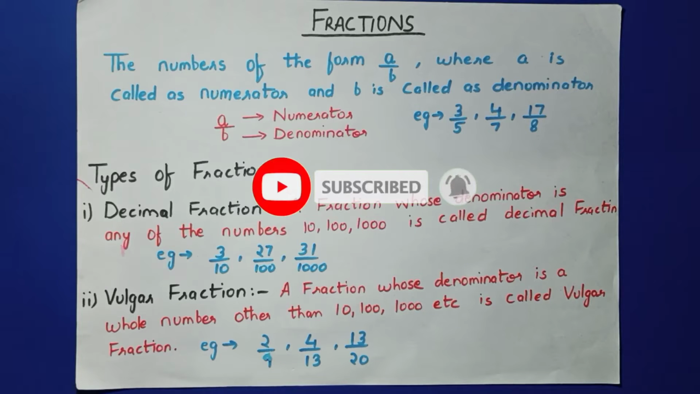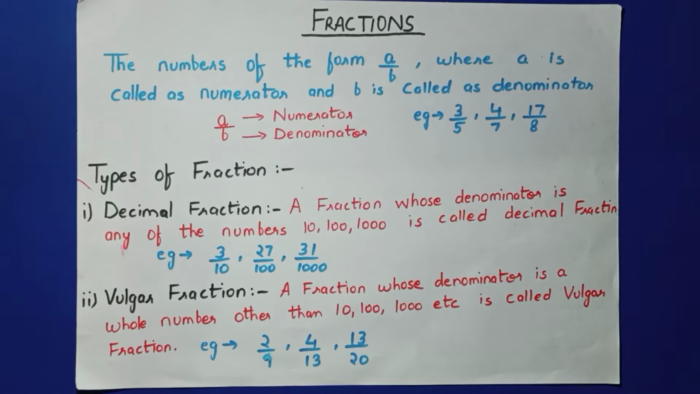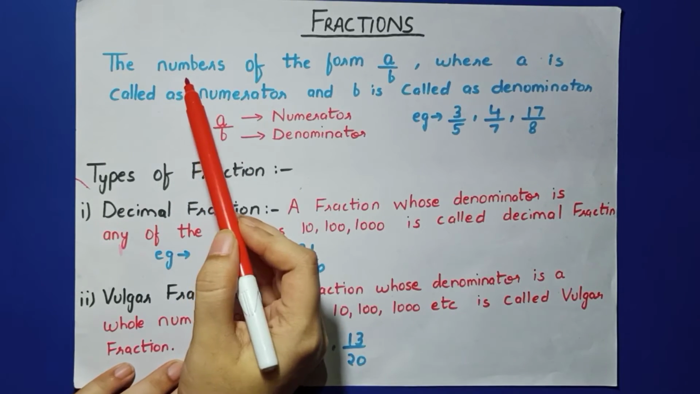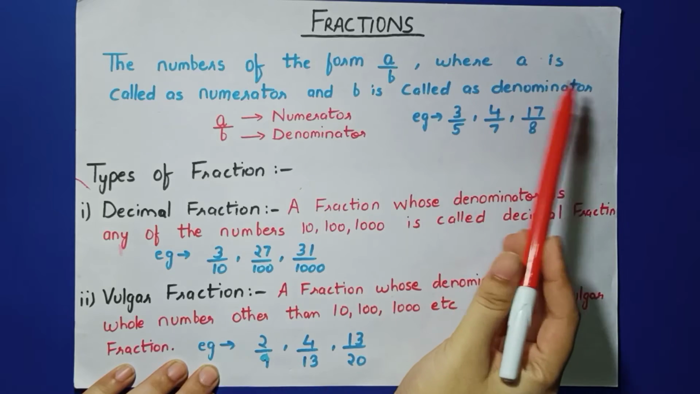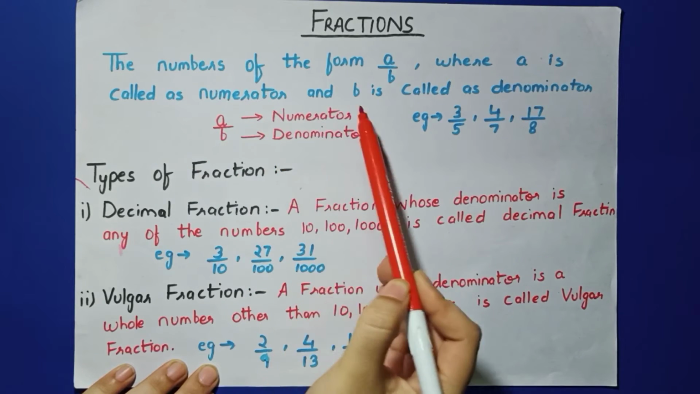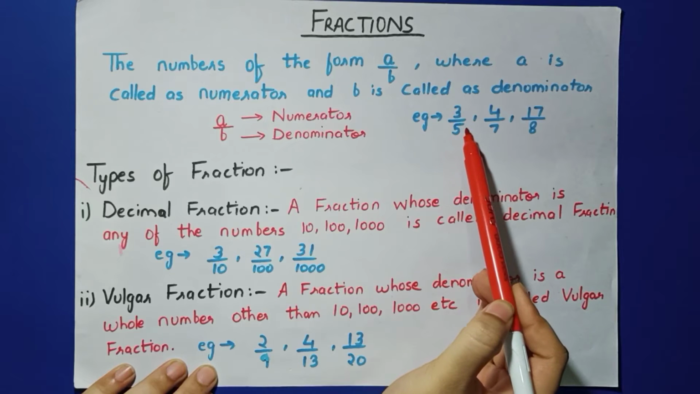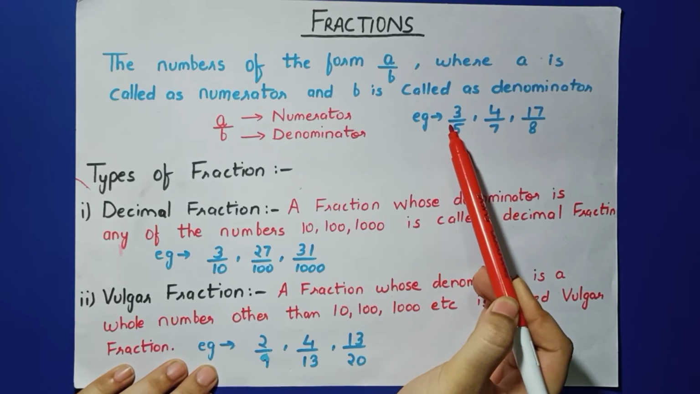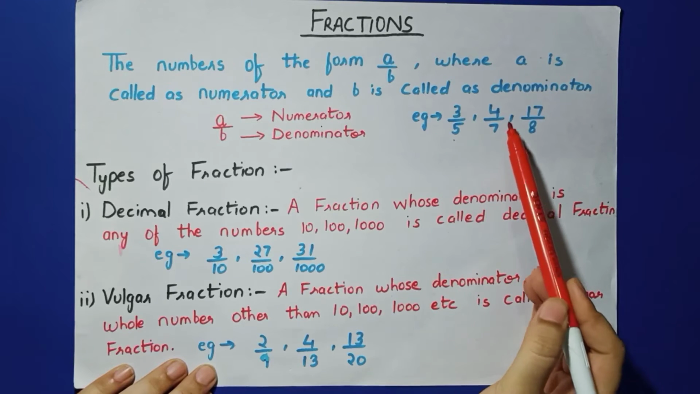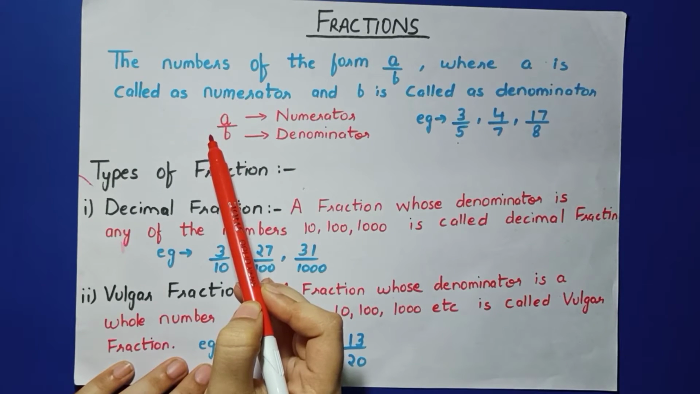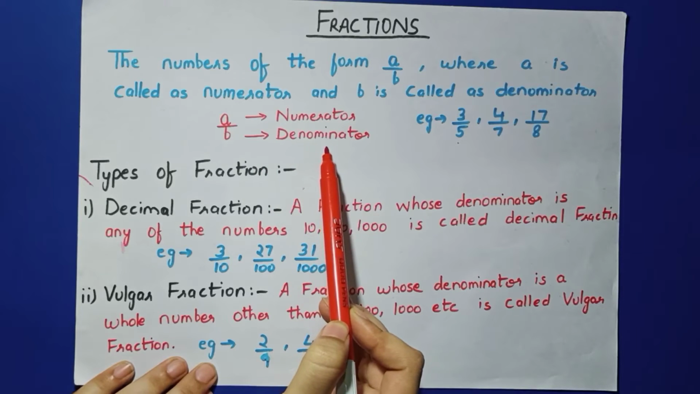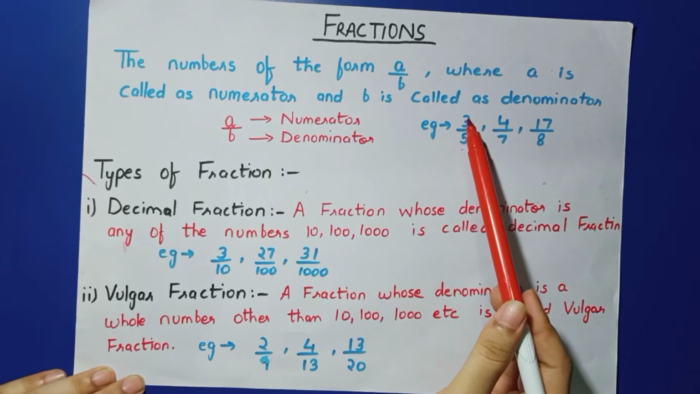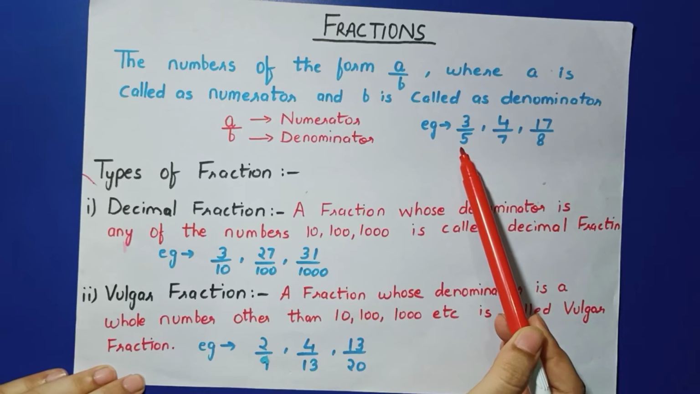So here we are starting with the next topic, that is fractions. Starting with the definition of fraction. What is the definition of fraction? The numbers of the form a upon b, where a is called the numerator and b is called the denominator. So these kinds of numbers are of the form a upon b. The sign is called upon. A upon b: a is the numerator, and b, the lower number, is called the denominator. So any number written in the form of a upon b is called a fraction.